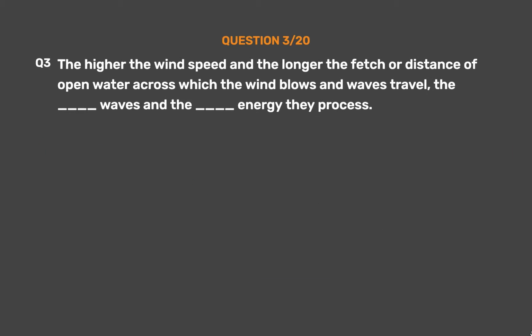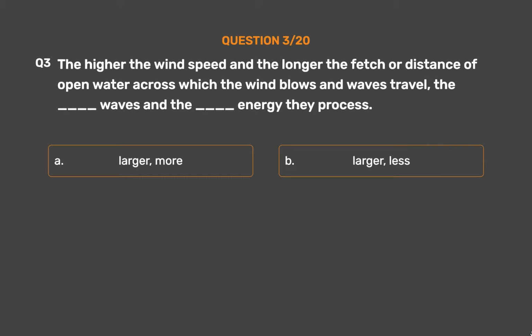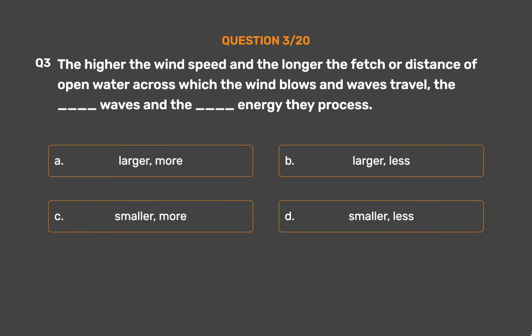Question number 3. The higher the wind speed and the longer the fetch, or distance of open water across which the wind blows and waves travel, the underscore waves and the underscore energy they possess. Option A. Larger, more. Option B. Larger, less. Option C. Smaller, more. Option D. Smaller, less. The correct answer is Option A.